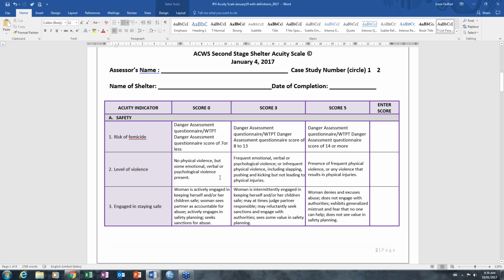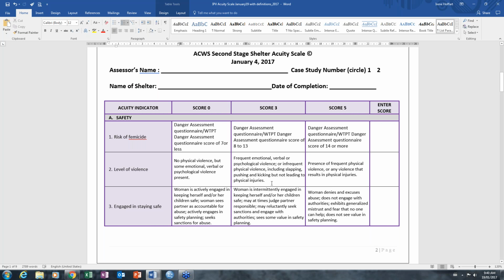So moving on, level of violence. Here we want to understand how severe the violence is, and of course we all know that physical violence is often as bad as emotional, verbal, or psychological violence, but we also know that having a combination of all those types increases the complexity. So if you're seeing no physical violence but other types of violence present, then you will give it a score of 0.